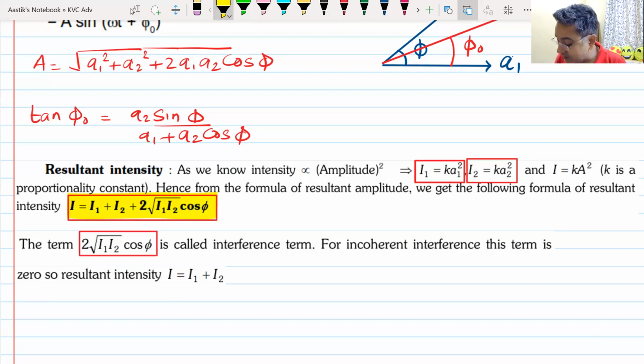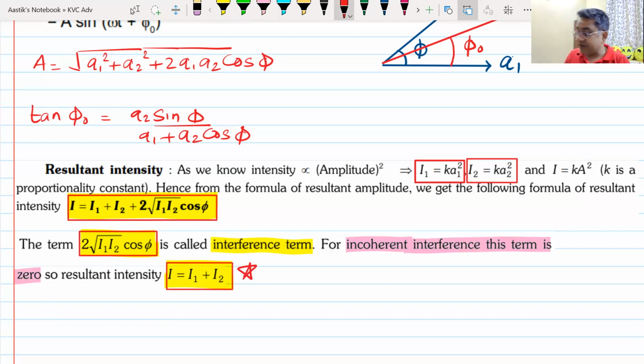Now remember what you need to understand here. This term that is coming here, 2 times root I1 I2 cos phi, is known as the interference term. For non-coherent or incoherent sources, what is incoherent, what is coherent, we are coming to that, this term is zero. So, a very important point, for non-coherent or incoherent sources, the resultant intensity is I1 plus I2. Cos phi does not come there. Remember this, it is a very, very important point. I'll give you 2 minutes to note it down.